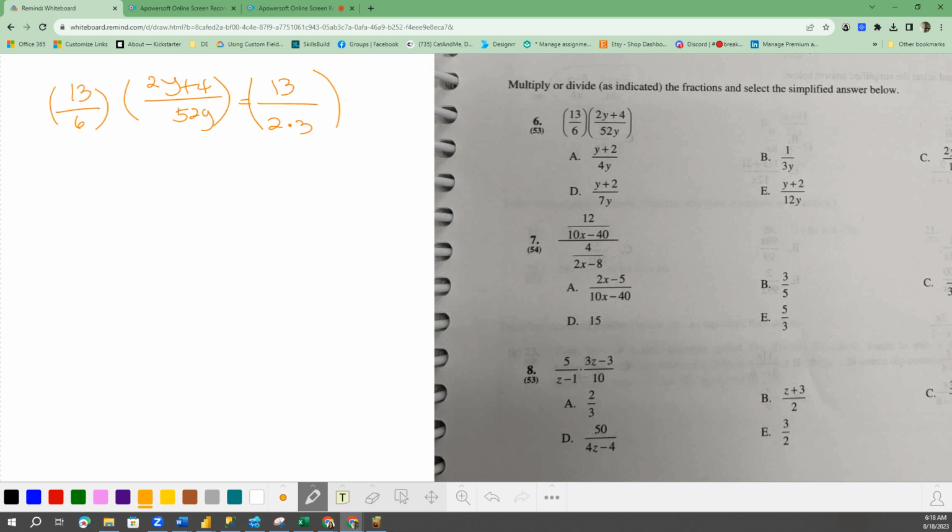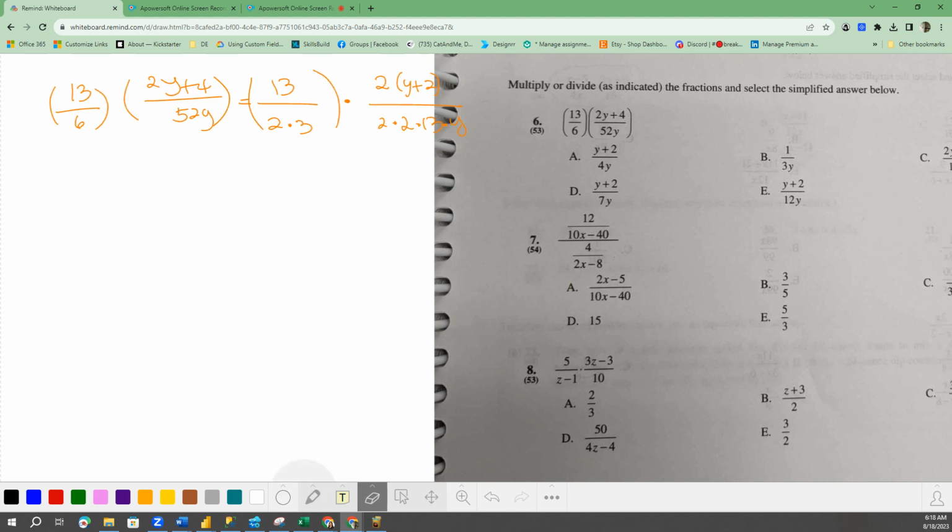Okay, times. All right, now we're moving on to 2y plus 4. You can factor out the 2. So you have 2 times y plus 2. Okay, and then the 52y, that's kind of big. So if it's big, then maybe you can do this. All right, so 52 is 4 times 13, and then 4 is 2 times 2. So you have those factors there. So you have 2 times 2 times 13 times y.